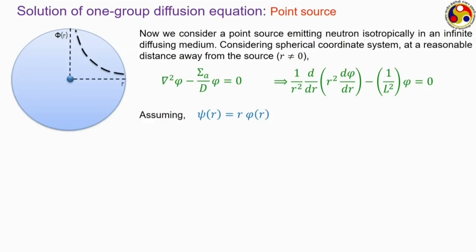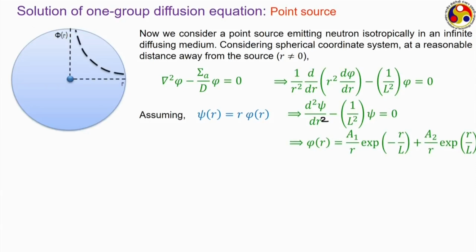Now, this is a slightly complicated equation compared to the previous one. So, we use one substitution where we define a term ψ as the product of r and φ. If we put it back into this original equation, then we get this particular form: d²ψ/dr² minus ψ upon L² equal to 0. So, this equation again is very similar to the one that we got in the previous slide. It is a homogeneous equation having a very standard solution like this: A1 upon r into exponential minus r by L plus A2 upon r into exponential r by L.